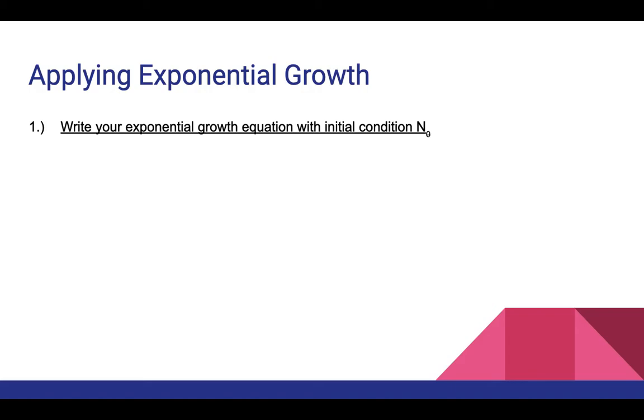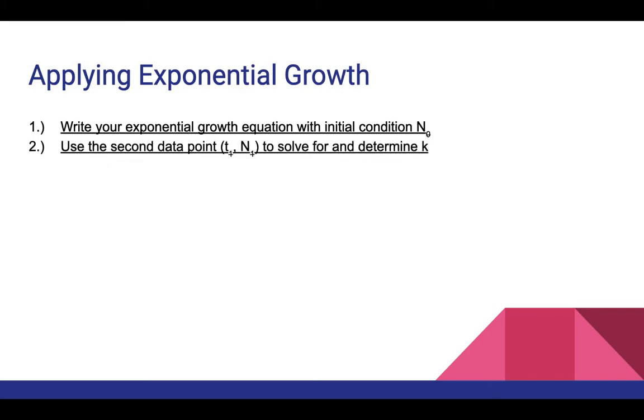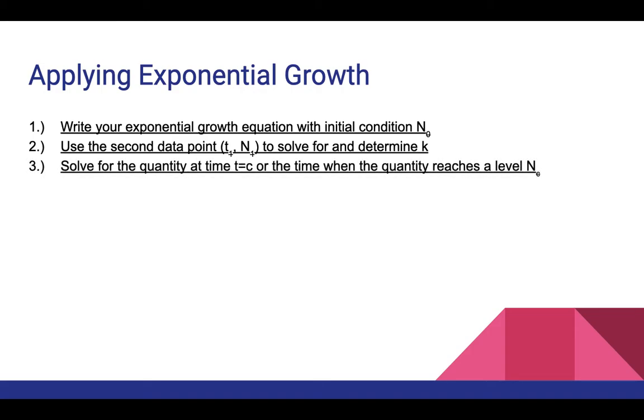What I like to do is first write your exponential growth equation with initial condition n naught. The next thing you're going to have to do is determine what your growth constant k is. That's where you're going to use a second data point, which is usually some later time t1 and some later quantity n1, to solve for the growth constant, or decay constant. Then in step 3, you're going to solve for the quantity at time equals c, or when the quantity reaches a level n naught.